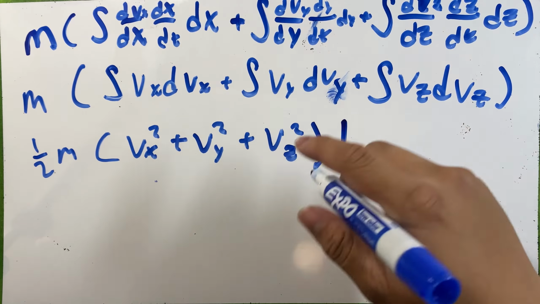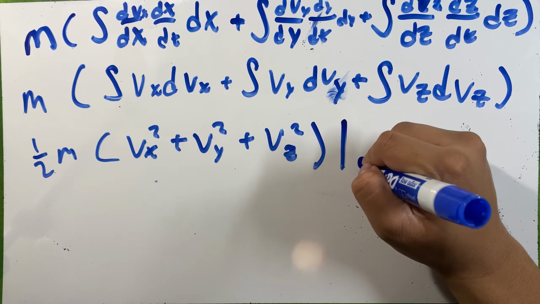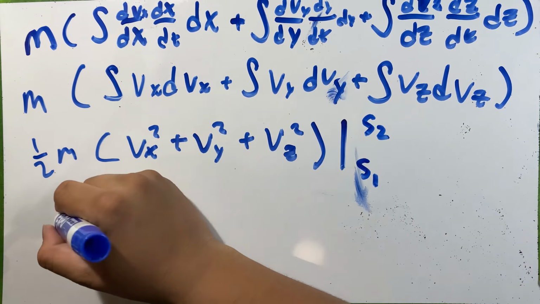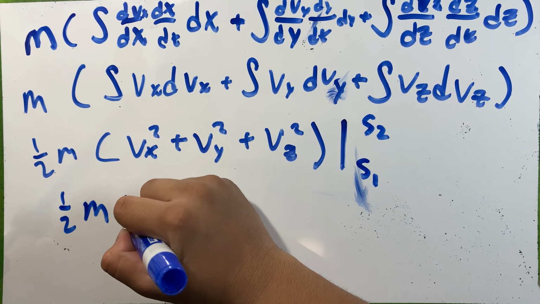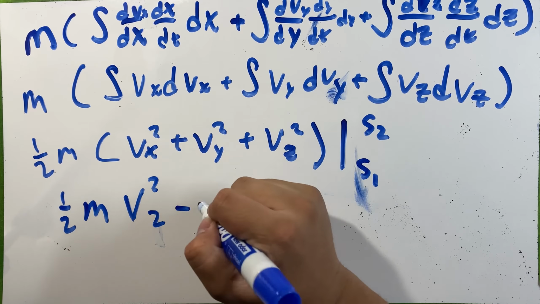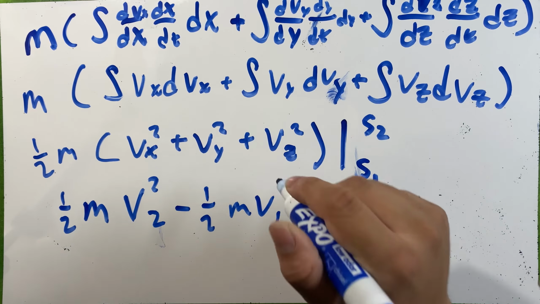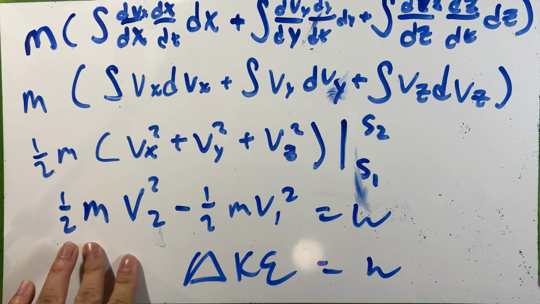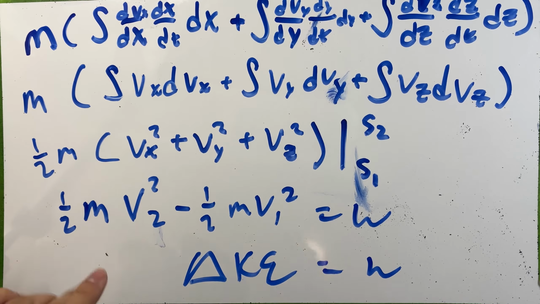Also, integrated at endpoints. So at state 1, state 2, you get 1/2 m V squared at 2 minus 1/2 m V1 squared is equal to the work, or in other words, the change in kinetic energy. This is kinetic energy, and I'm pretty sure you've seen this before. It's pretty famous, and rightfully so. It's a pretty nifty quality, and it basically shows that the work done is the change in kinetic energy.